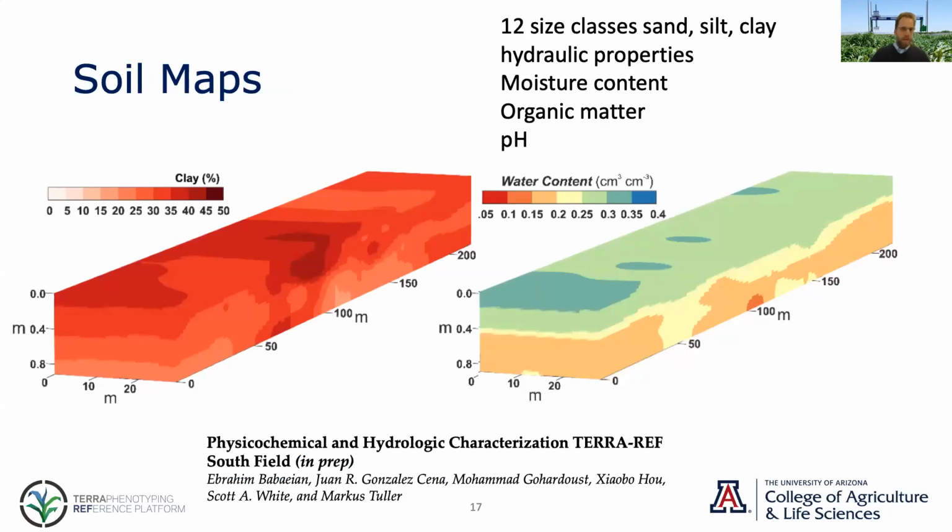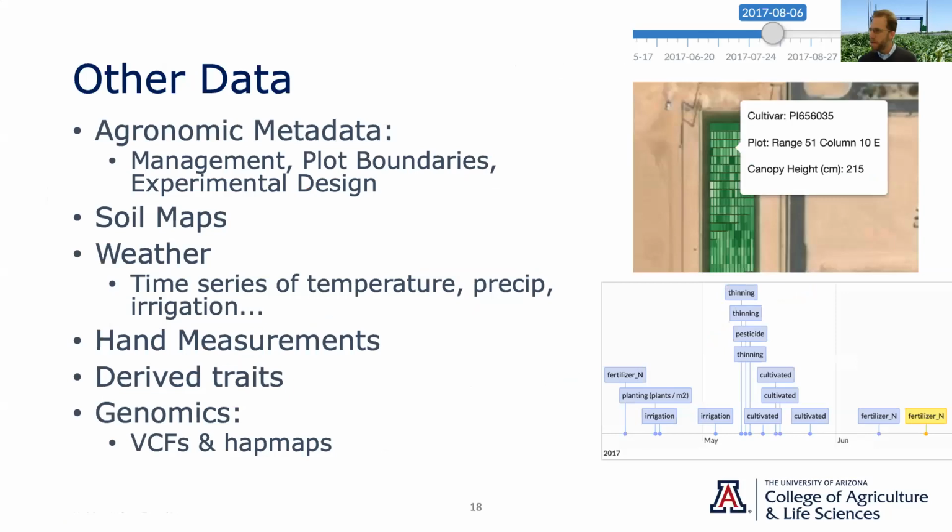Very recently, we've been able to put together, led by Marcus Tuller and his student Ibrahim, these soil maps of 12 different size classes of soil particles, as well as the hydraulic properties, moisture content over time, organic matter, and pH. There's a lot of other data that goes along with this as well.